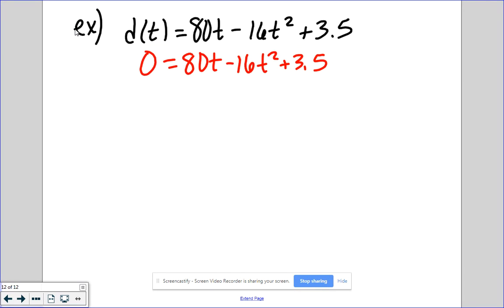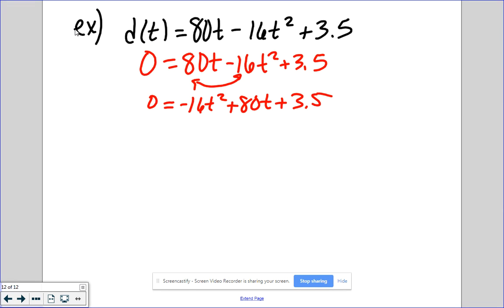But what's the other problem we have in this case? Is this equation in the right form? No. But can I rewrite it into the right form? I just switched these two. So I get 0 equals negative 16t squared plus 80t plus 3.5. Now, again, we have the option to try and factor this. But do you want to factor when you have a decimal? No? Do we want to try and do completing the square here with negative 16? No way. So what's our best option here?